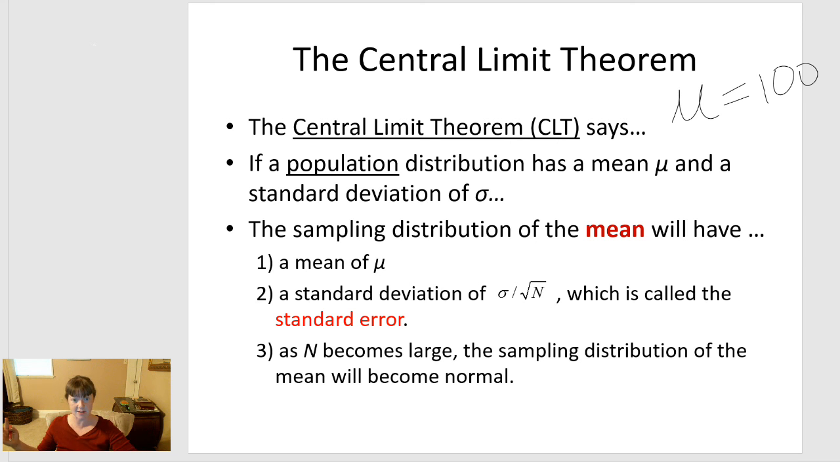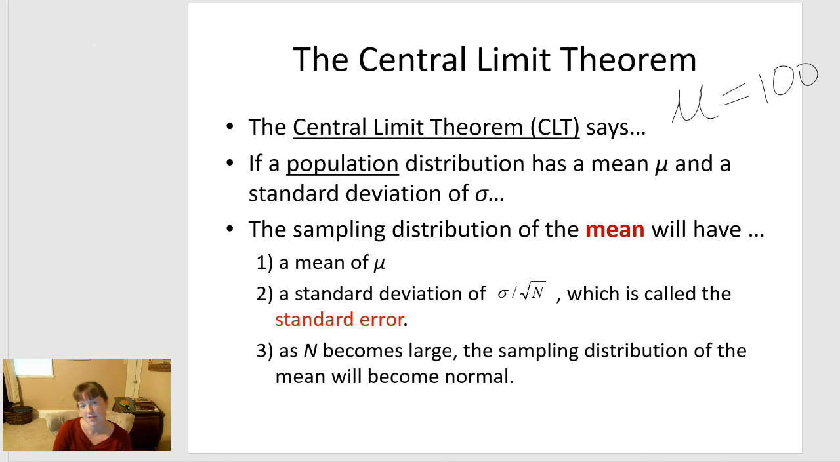Now, there'll be overestimates and underestimates, but there won't be more overestimates than there are underestimates. There's not going to be more 105s than there will be 95s. And so you're going to have an average of all the averages equal to the original population average of mu.